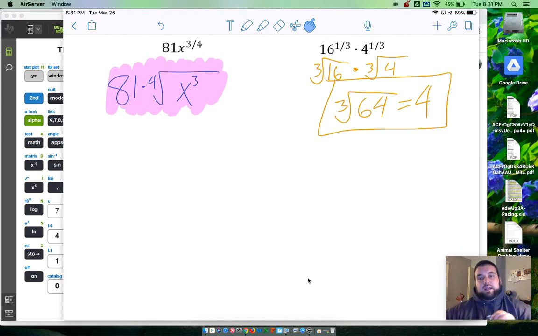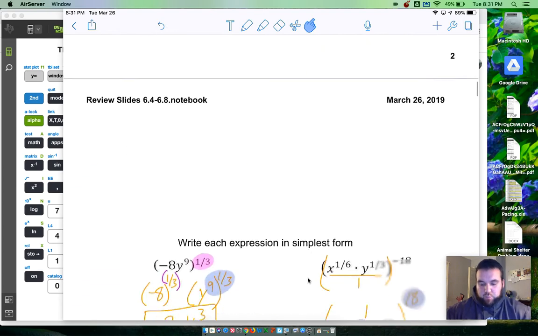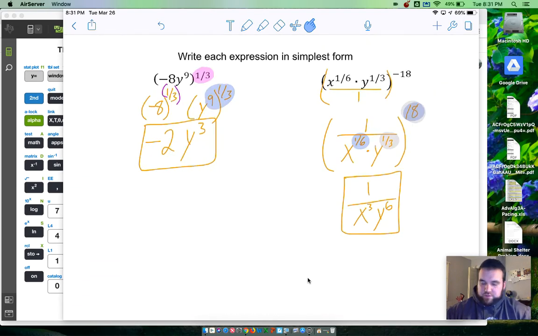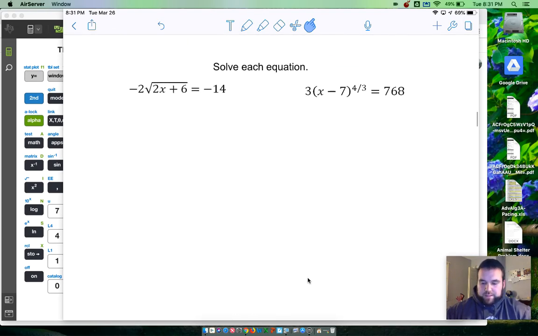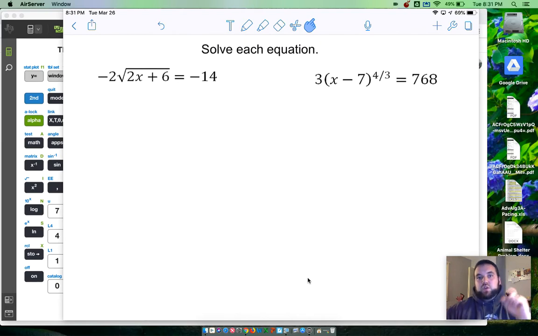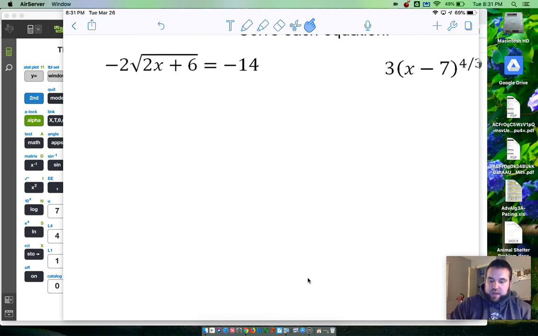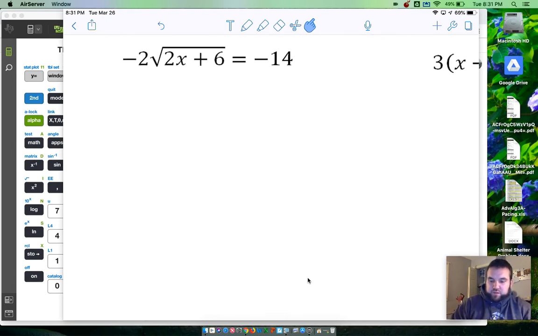Okay. So those 4 problems, again, this is not a comprehensive review. This is just hitting on some of the big highlighted points that we had from each section. So that was 6.4. In 6.5, we now started to use what we know to combine with old algebra skills to actually solve these equations.